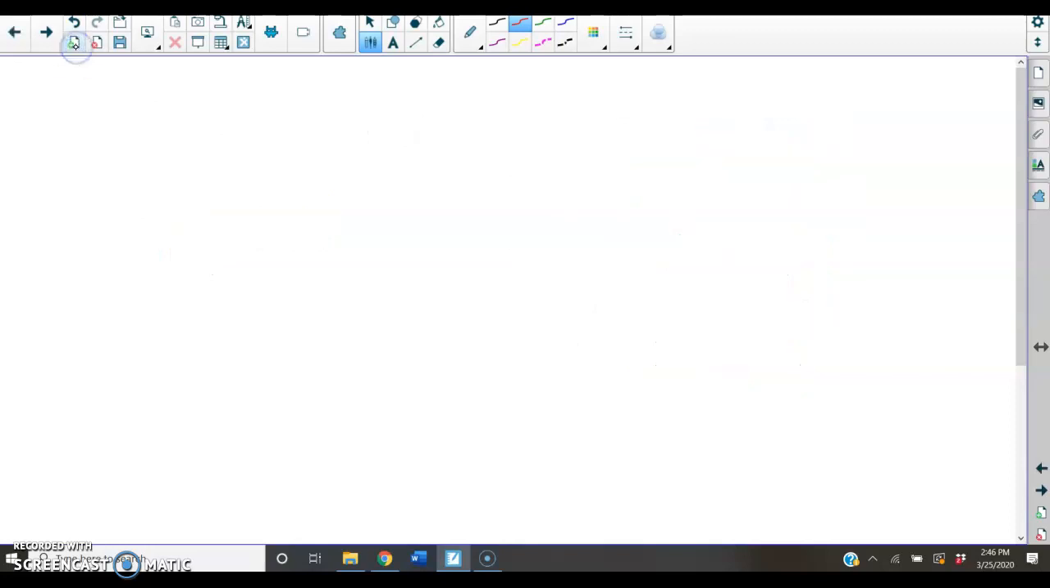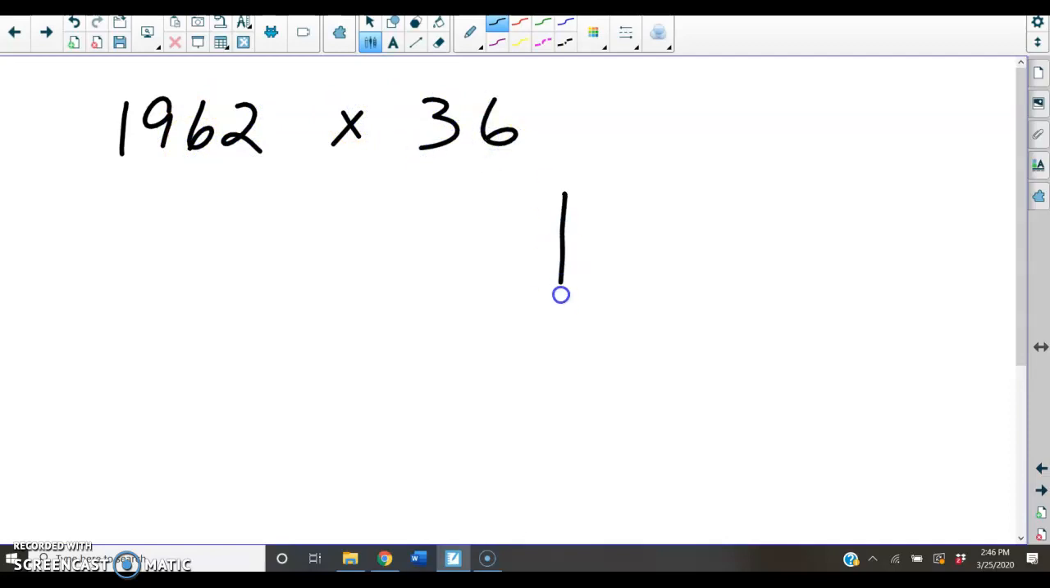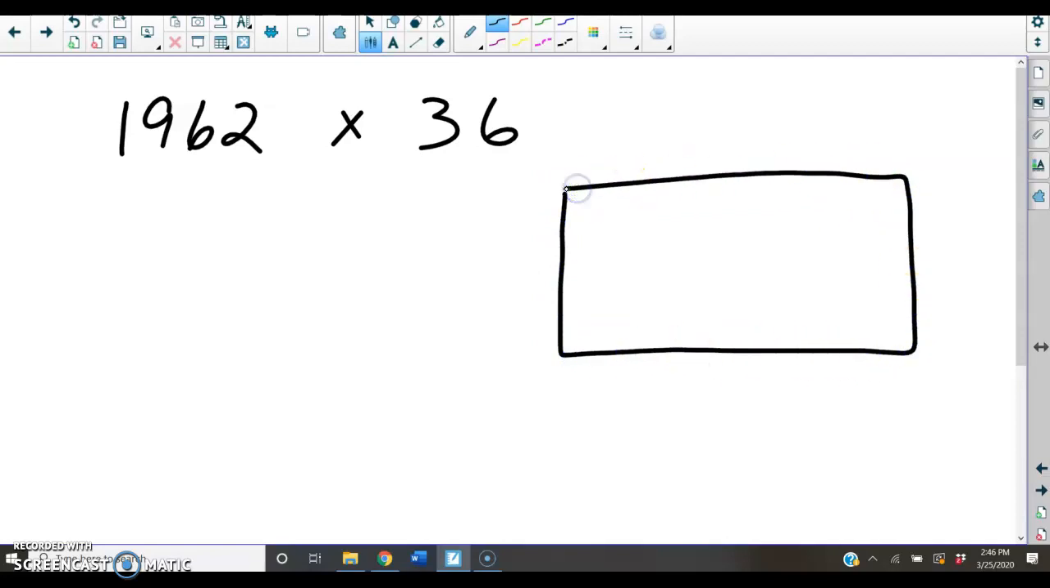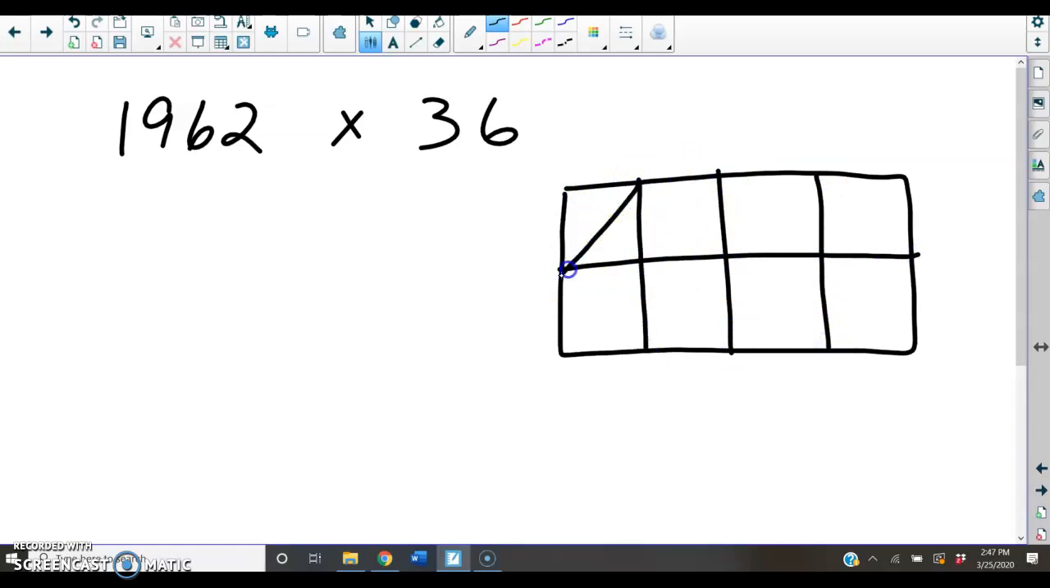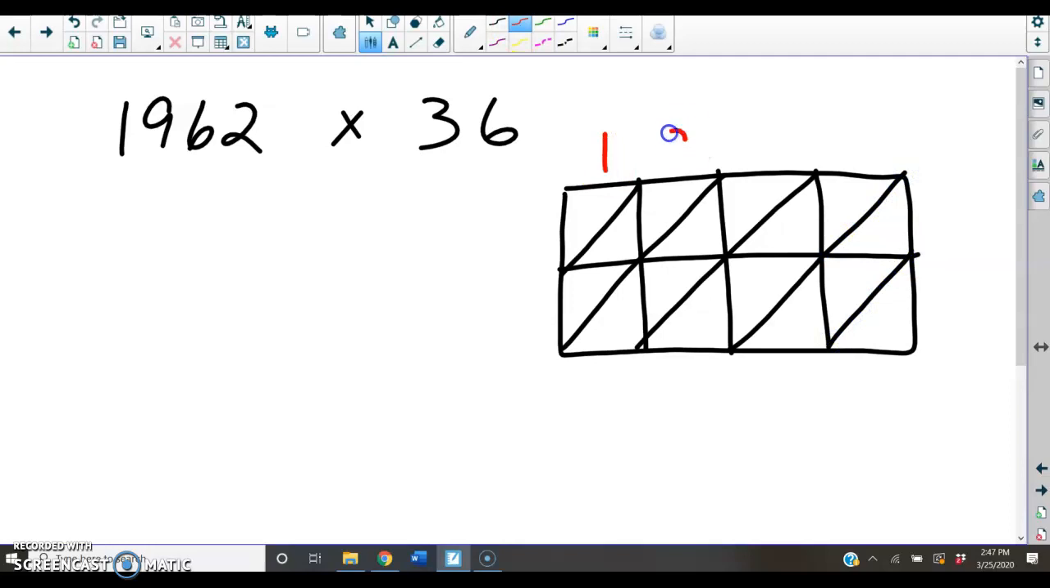Let's do one more before we move to the next thing. Okay, nobody's given me a number, so I'm going to do 1962 times 36. I'll tell you why someday, not today. Okay, start by making my box. Doesn't matter which way I put the bigger number, I just put it on the top. It's more convenient for me. Okay, my lattice. Don't be afraid to practice some of these. 1, 9, 6, 2, 3, 6. And 3 times 1 only makes 3, so I put in a 0, 3.